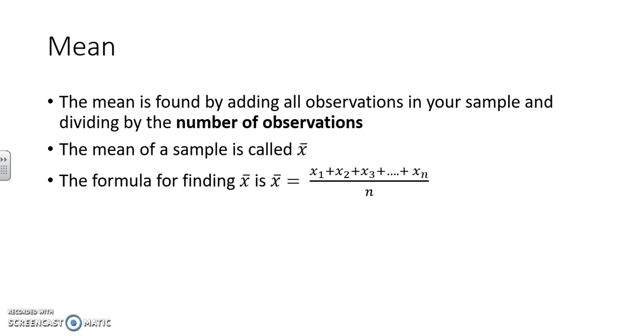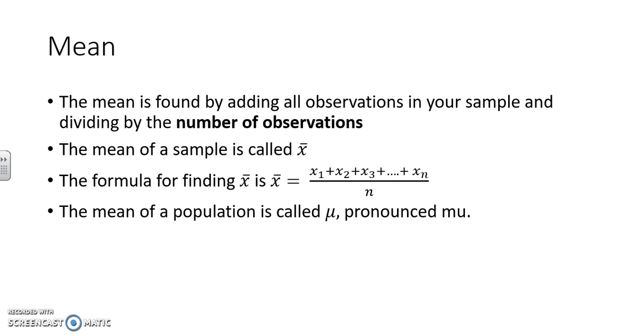The formula for finding x-bar can be shown here. x-bar equals x sub 1 plus x sub 2 plus x sub 3, all the way up until x sub n, divided by n. Now understand that each of these, x sub 1, x sub 2, represents a number in your sample that you have recorded. Now, the mean of a population is called mu.